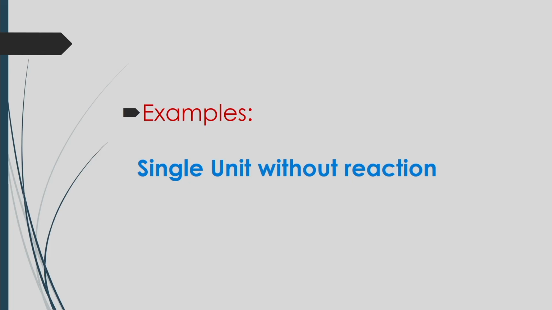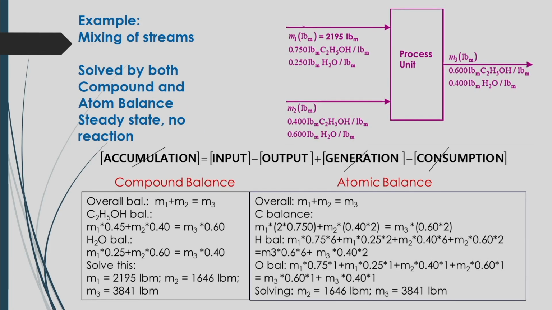Now, let us do an example with a single unit without reaction like this. Here one process unit, some feed is coming in, and here another feed is coming in, and this amount is coming out. Now, you can solve this problem either by compound balance or atomic balance. Based on the material balance equation, accumulation will be equal to 0 because this is a steady state process. There is no reaction, so generation and consumption terms will be omitted. So, only remaining is input and output. So, we can write here input will be equal to output.